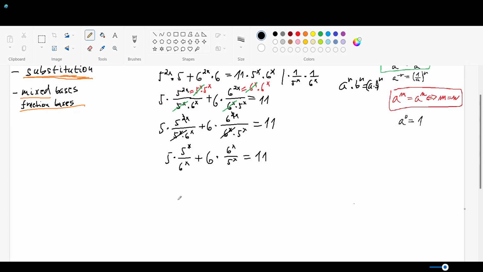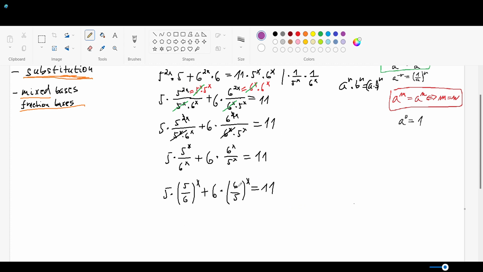As you can see now, that's why I really called the method also fraction based, though it doesn't matter, because the base can be any number. So we can simply write now our equation like 5 times (5 over 6) to the power of x plus 6 times (6 over 5) to the power of x is equal to 11.